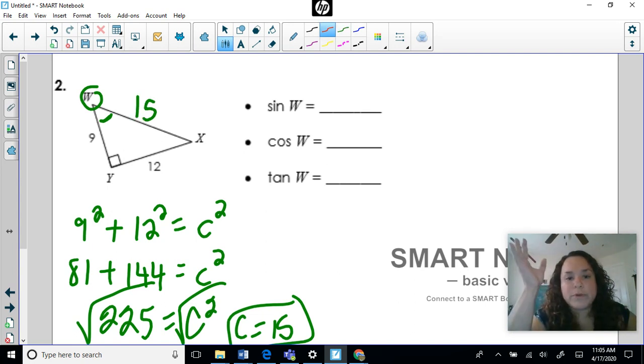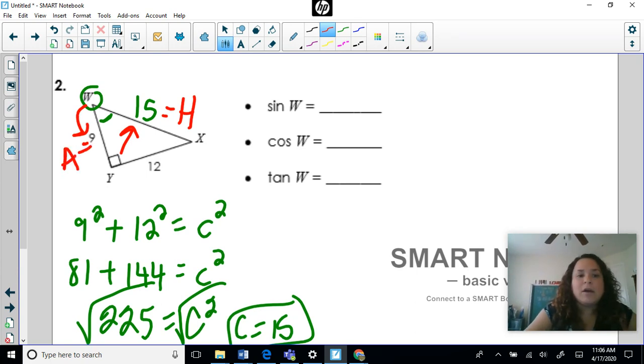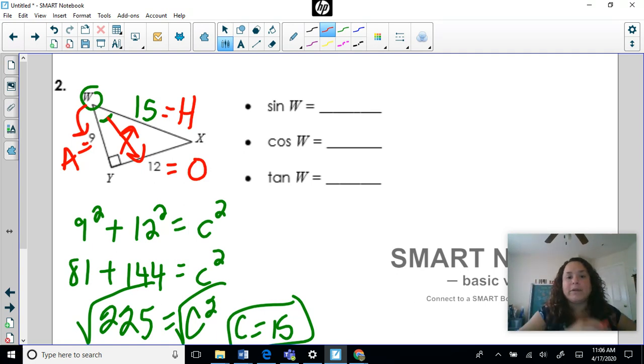Now that we know all three side lengths, we want to label each one of the sides with an O, an A, and an H. Since the 15 is directly across from the 90, then obviously the 15 represents our hypotenuse, right? And then we notice that the 9 is right next to the angle, so that's going to be labeled A for adjacent. And then directly across from angle W is 12, so 12 will be our O. And then all we need to recall is some old hippie caught another hippie tripping on acid.